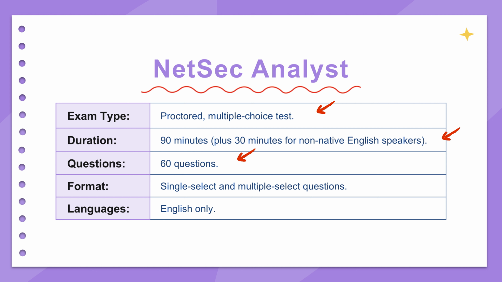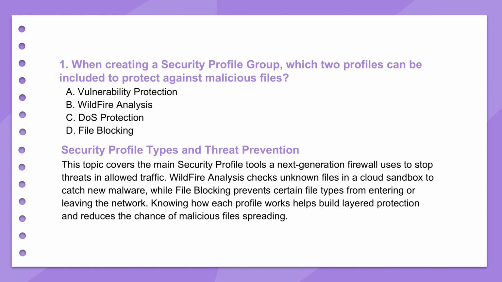Exactly, practical application. So let's start right there. Imagine you're the analyst. You're building out your defenses, creating a security profile group. When it comes to stopping malicious files like viruses or ransomware, which two profiles are absolutely essential, the non-negotiables? Okay, good starting point. For protecting against harmful files, your two must-haves are WildFire analysis and file blocking. They really work together as a pair.